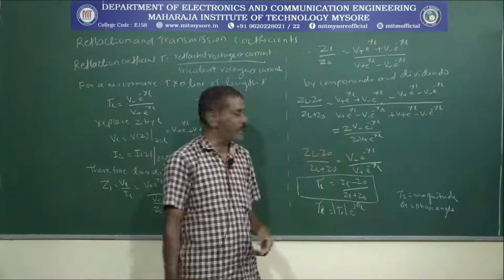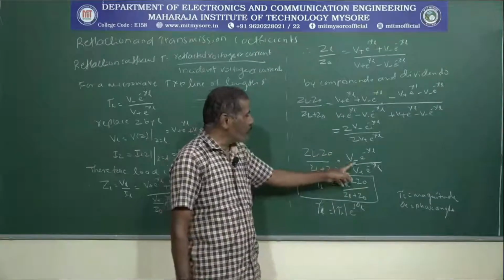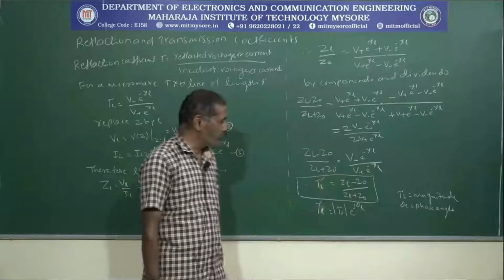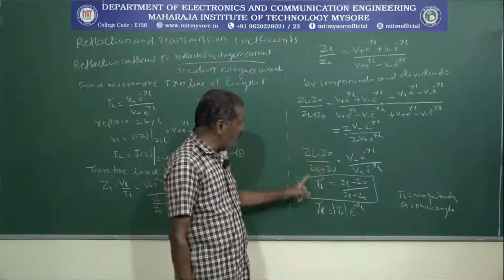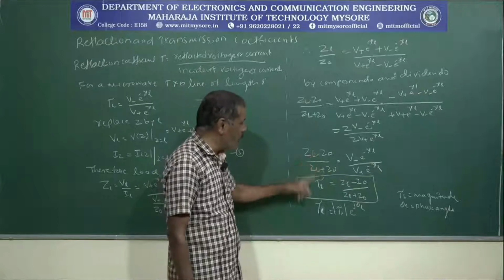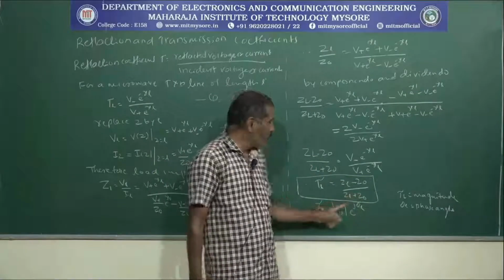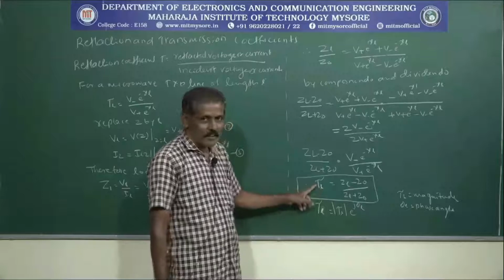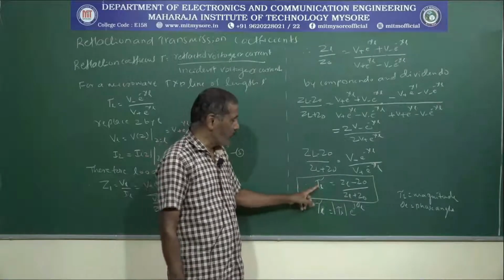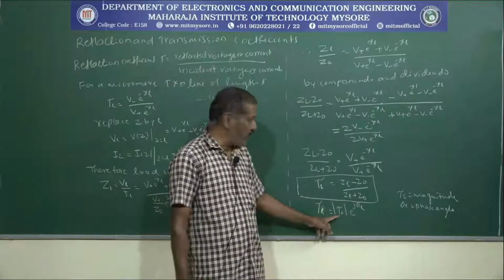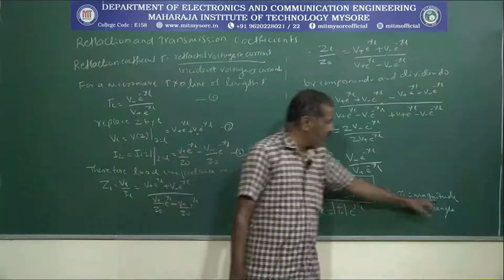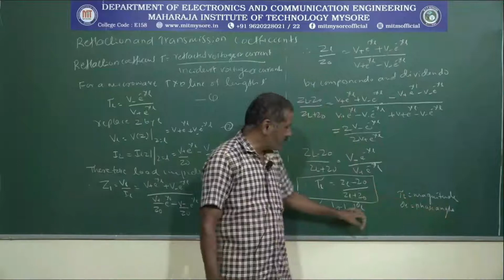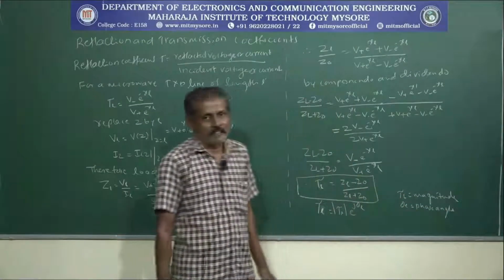Then here this 2 and 2 will cancel each other, so I am going to get this particular term, ZL minus Z0 divided by ZL plus Z0. We call this term the reflection coefficient, tau L. And this tau L we can also write as the magnitude tau L into e to the power j theta, where tau is the magnitude term and theta is the phase angle.